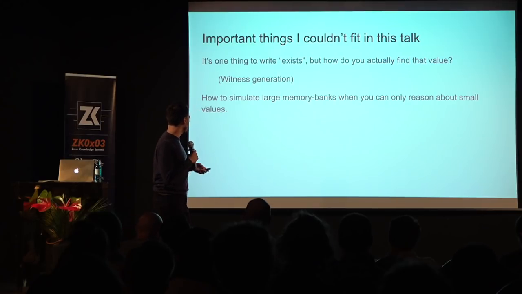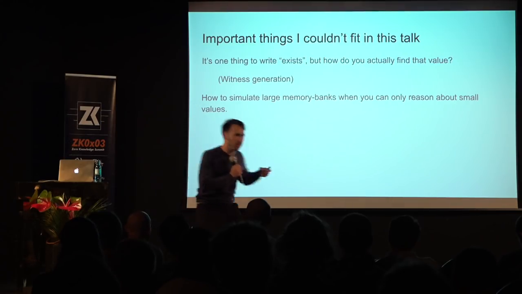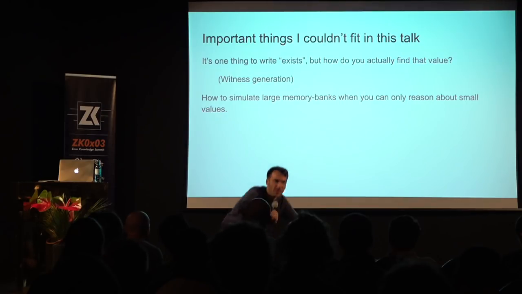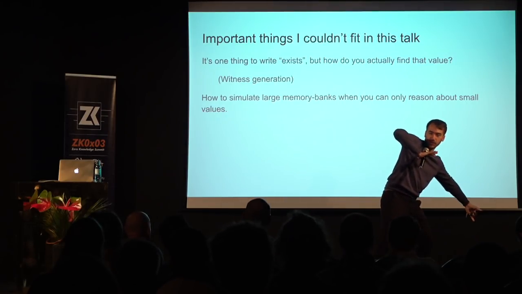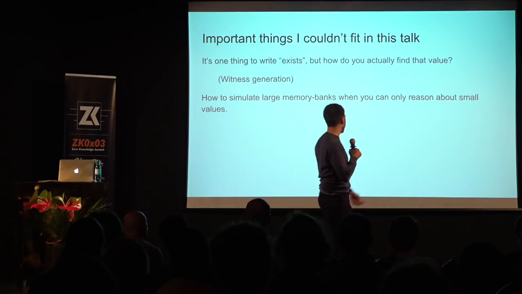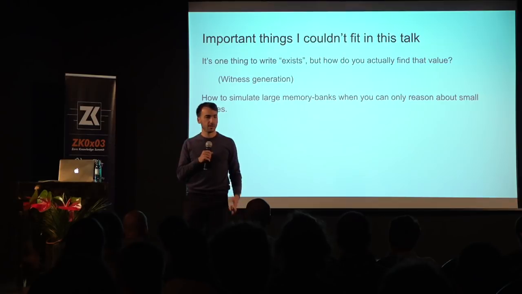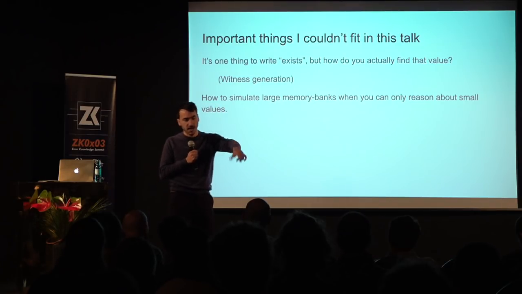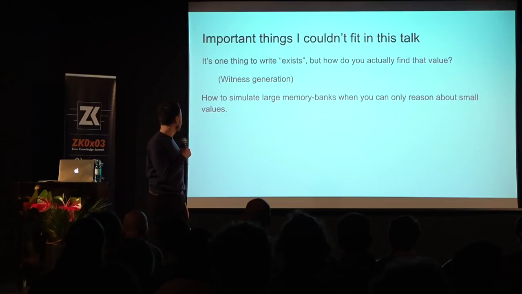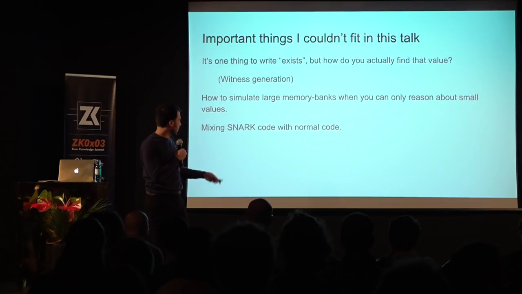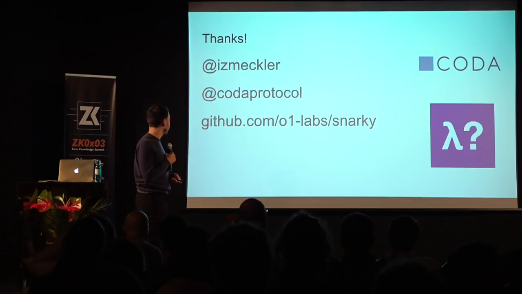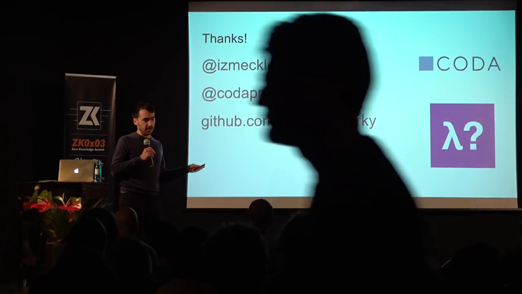And the other thing I didn't talk about is how to simulate large memory banks. Remember when I was like, oh, you're a small CPU and the giant memory is over here and you need to reason about it. I didn't talk about how to simulate that. That's an interesting technique. There's a lot of cool efficiency hacks you can do there too. I also didn't talk about mixing SNARK code with normal code. It's another important thing. And that's pretty much all I have. So thank you.